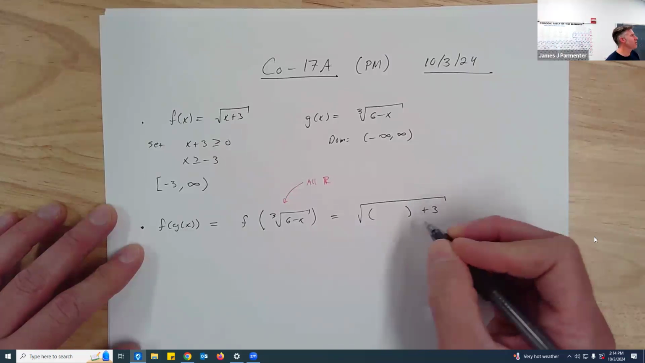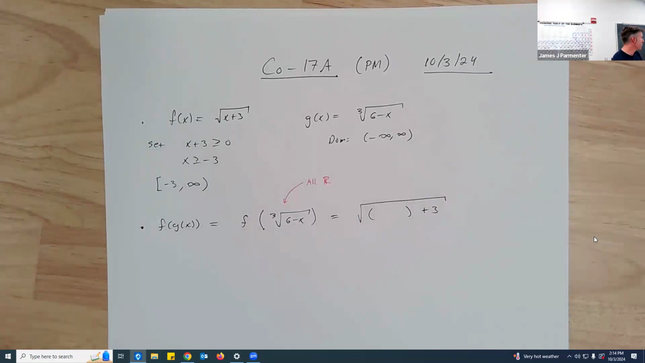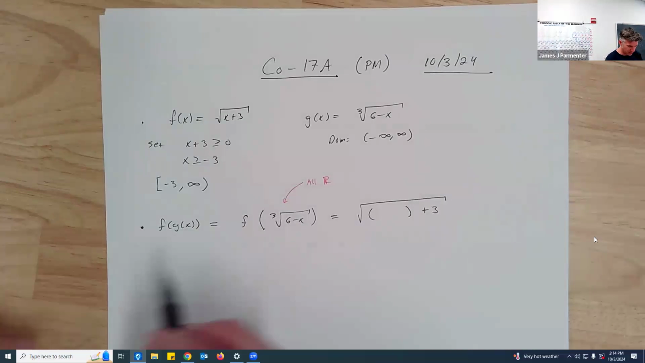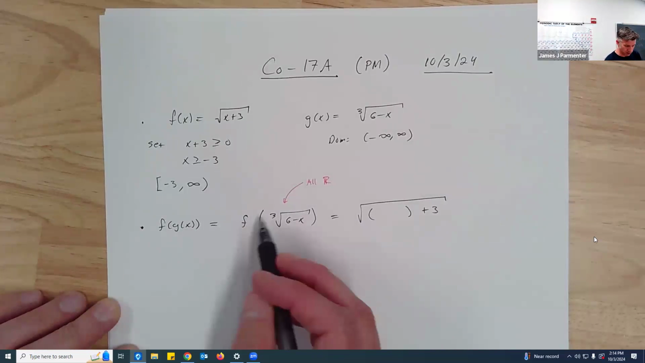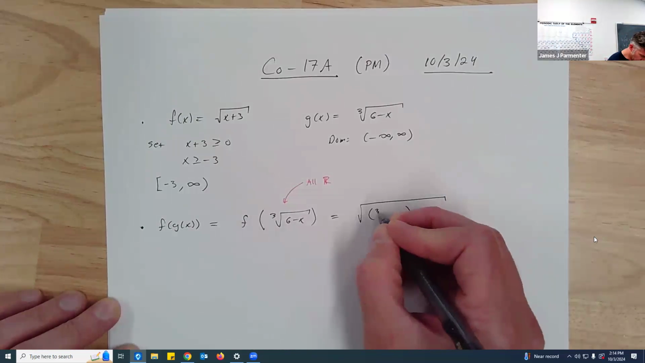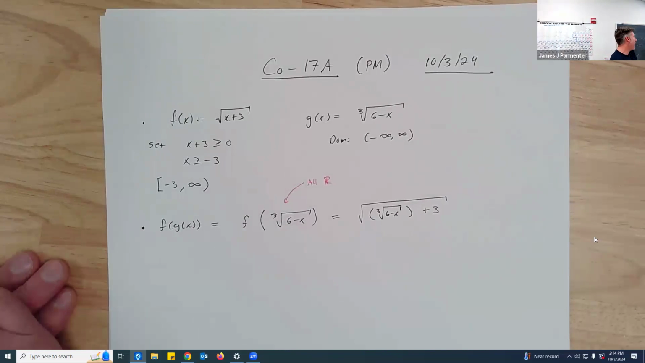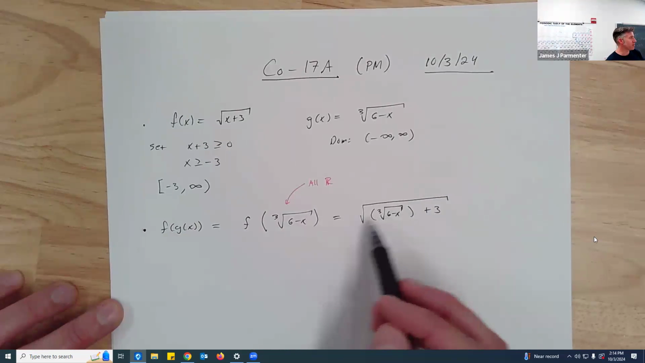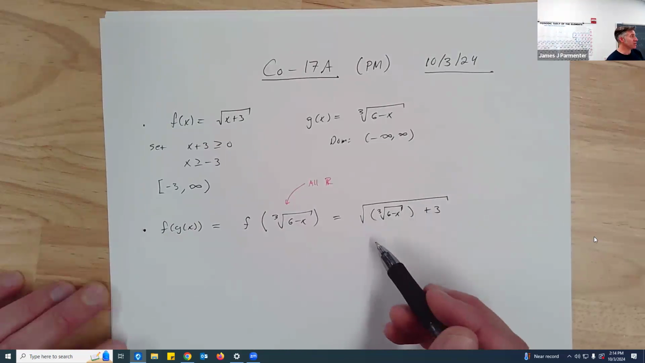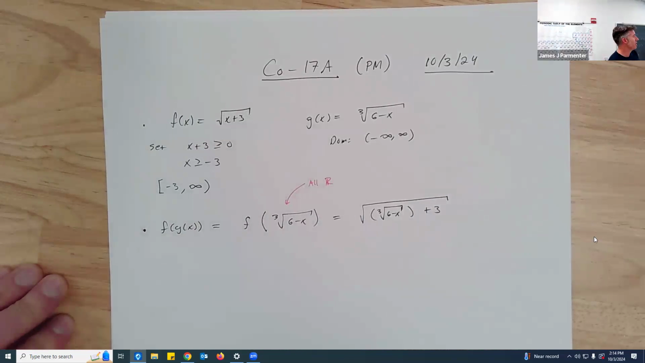And I really can't recommend enough, if you're doing a composition of functions, wherever you would have written an x, write a parentheses. And then go and fill in the parentheses with whatever your inner function is here. In this case, the cube root of 6 minus x. You probably don't actually need the parentheses, but I like to write them. This is how I would write the function using my pen.